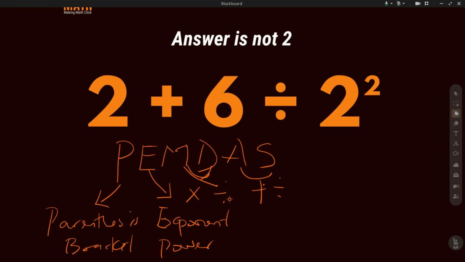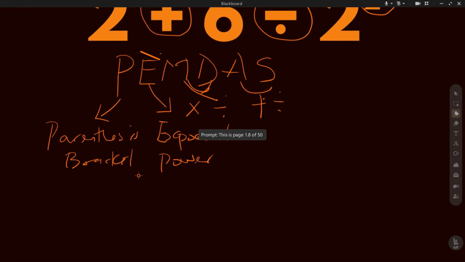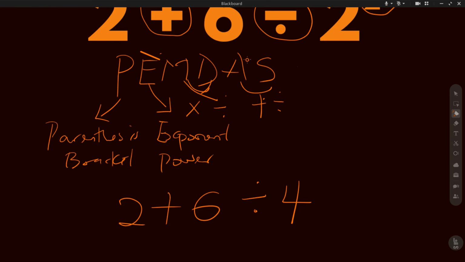So now what do we have here? We have addition, we have division, and we have exponent. So following the order of operations, we have to solve the exponent first. So this question will become 2 plus 6, then divided by 2 squared is 4. Now it has been simplified.